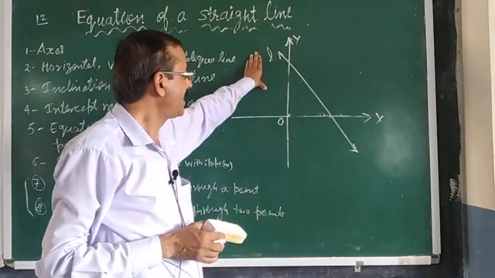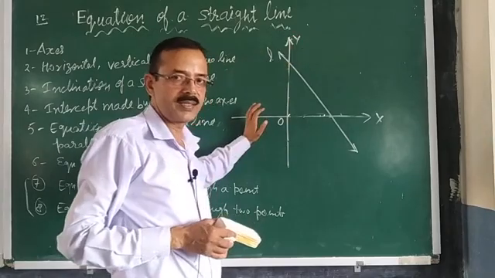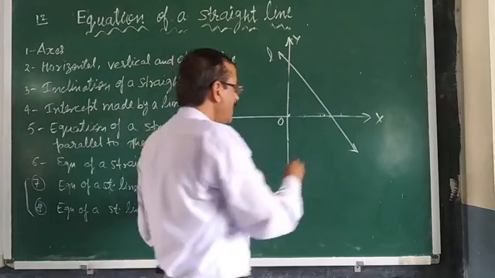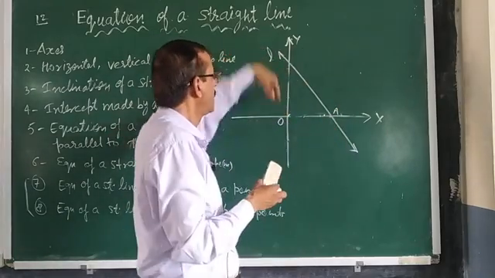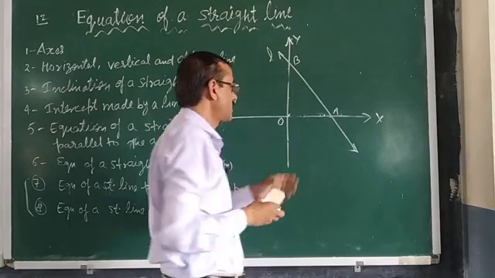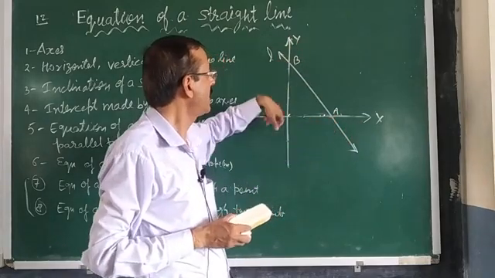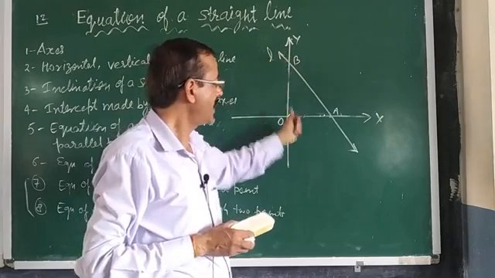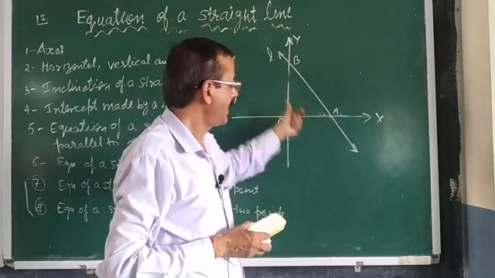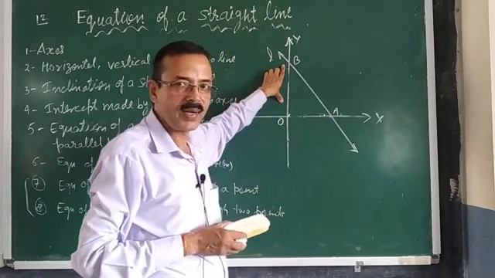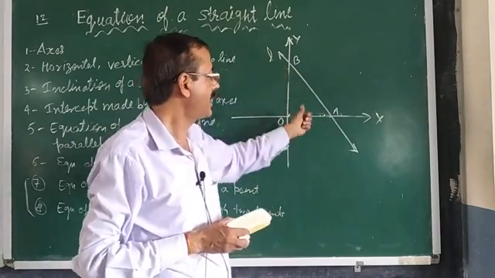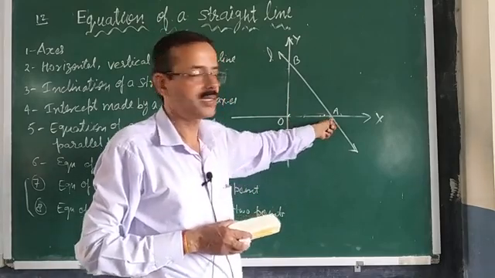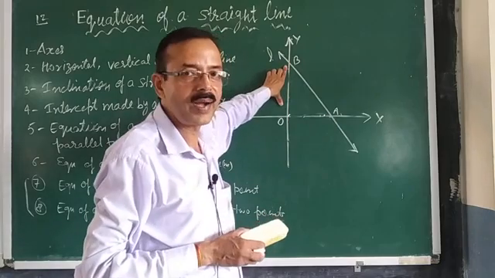This line L intercepts the x axis and y axis. This line L cuts x at a point A and y at point B. x लाइन को A पॉइंट पर and y लाइन को B पॉइंट पर कट कर रहा है, इंटरसेक्ट कर रहा है. So these are called intercepts. This is called x intercept and this is called y intercept. If the line cuts the x axis, जहाँ पर काट रहा है O से उसका डिस्टेंस कहते हैं x intercept and this OB is called y intercept.